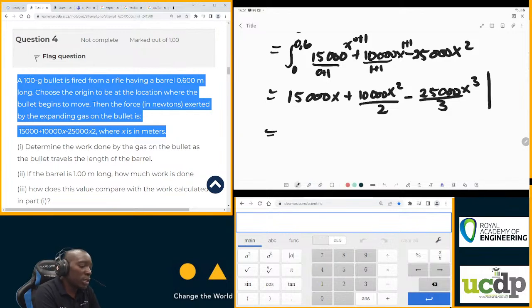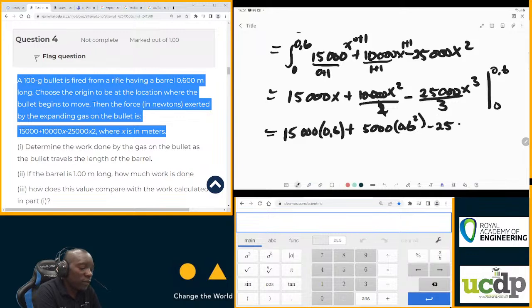And now we substitute 0 and 0.6. So it is this expression times 0.6 minus 0, because everything multiplied by 0 is 0. So now 15,000 multiplied by 0.6 plus 10,000 over 2, which we can reduce to 5,000, multiplied by 0.6 squared, minus 25,000 over 3 multiplied by 0.6 cubed. So what does this reduce to?